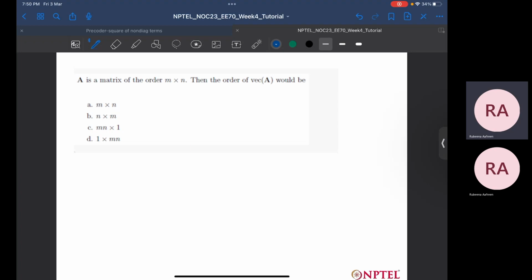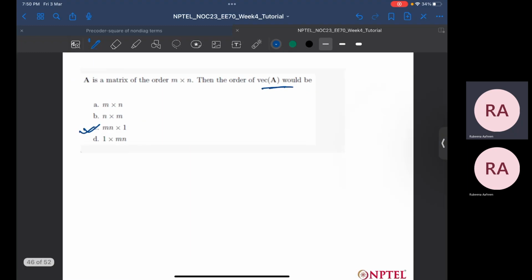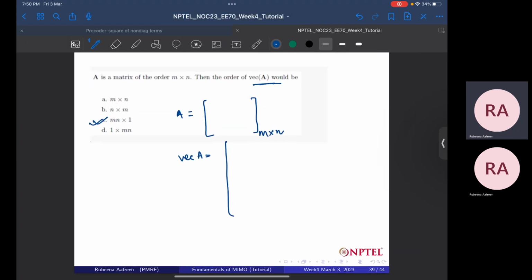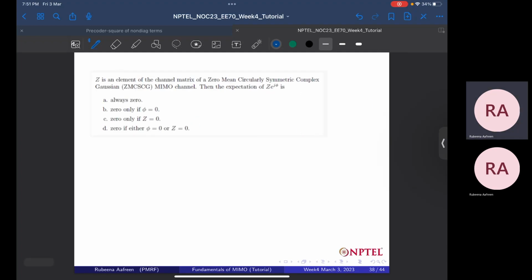Now see this question. Suppose we have a matrix A of the order m cross n. Then the order of vec(A), as discussed, would convert it into a vector of size n cross 1. Like, suppose n cross n, then A would be n cross 1. So the answer would be C.